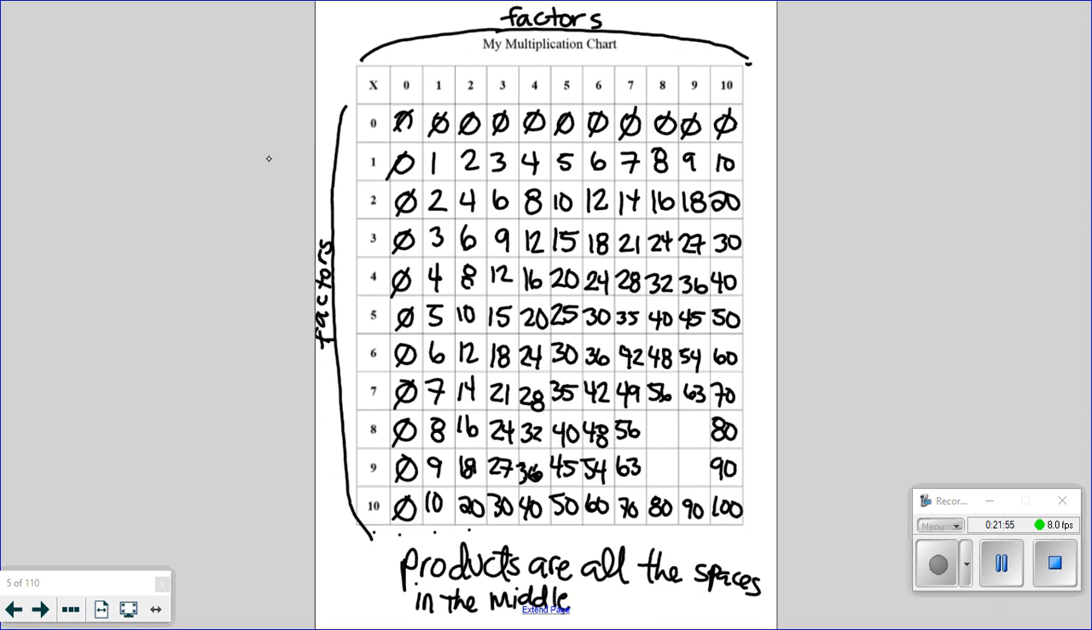So we just solved 9 times 8 because we did 10 times 8 is 80. Take away 1 group of 8 got us to 72. And then 9 times 9. 10 times 9 is 90. Take away 1 group of 9 is 81. There we go.